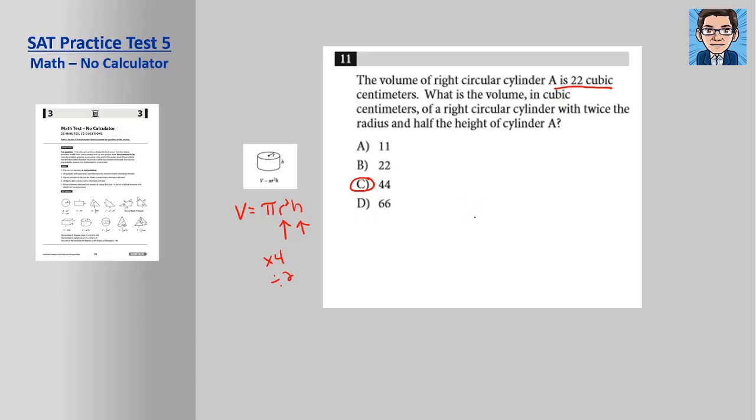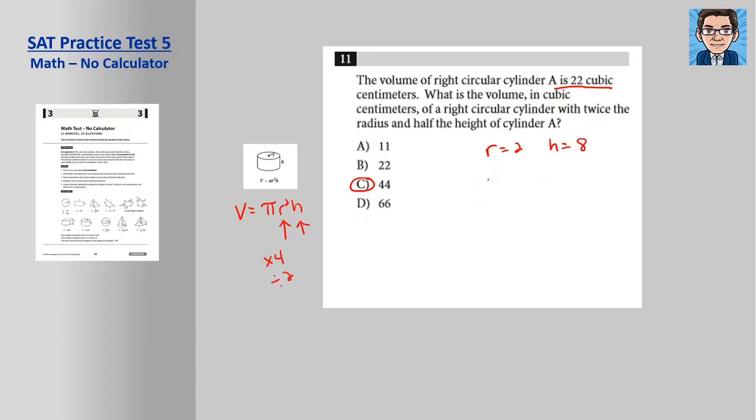So we can also do that with numbers. If you got lost in that explanation, let's assume some numbers. So we're going to pick values for unknowns here as a strategy. We're not going to be able to get the 22, but let's do something to see what the ratio is and then apply that to 22. So what if I had a radius of 2 and a height of 8?